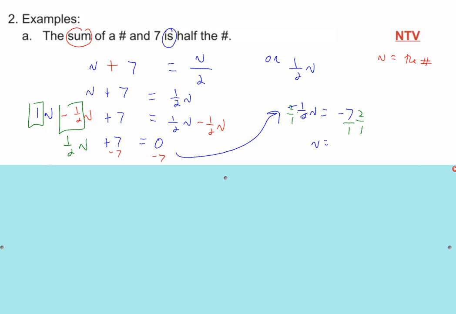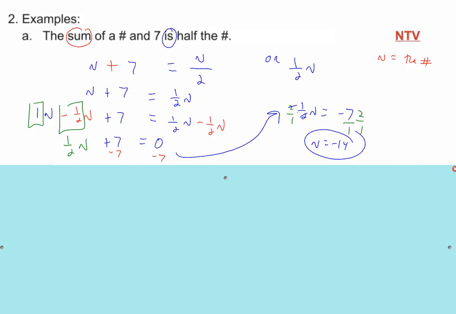All right, so the answer is -14. The sum of a number and 7 equals half the number. Let's see if that works. What's -14 plus 7? -7. What's -14 divided by 2? -7. It worked.